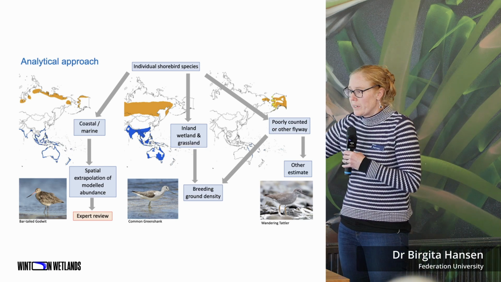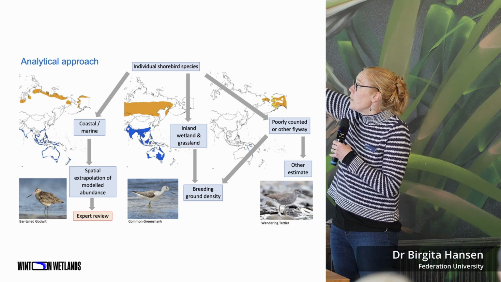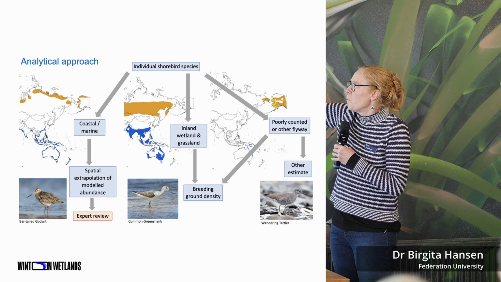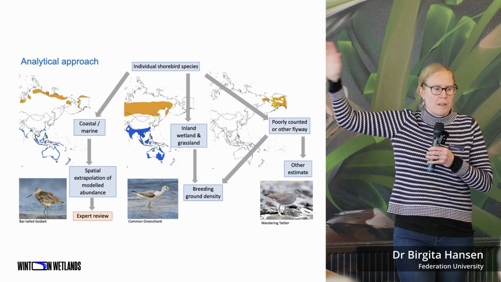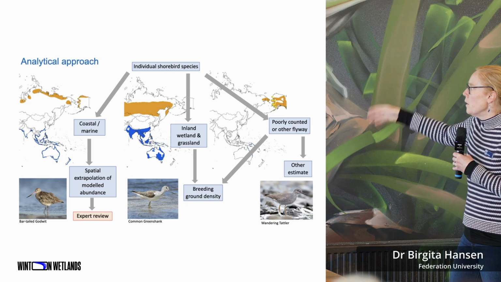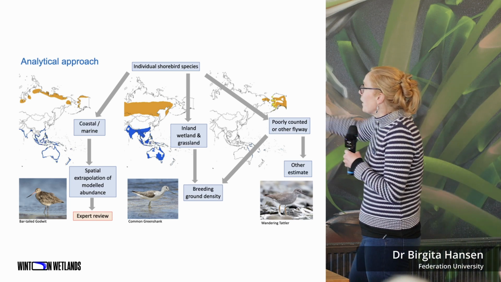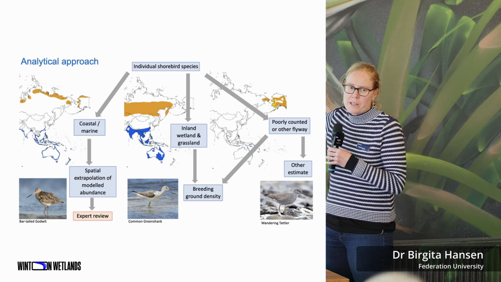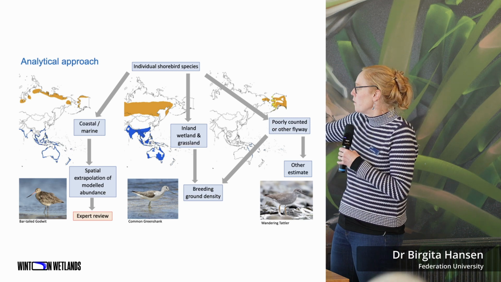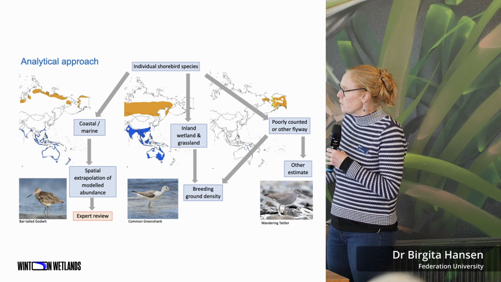So for example, the wandering tattler here, it breeds up here in Alaska, and some come to Australia, but the majority of that species migrates through the American flyway. So in the case of these species, we actually used other estimates to generate those, often the American estimates.